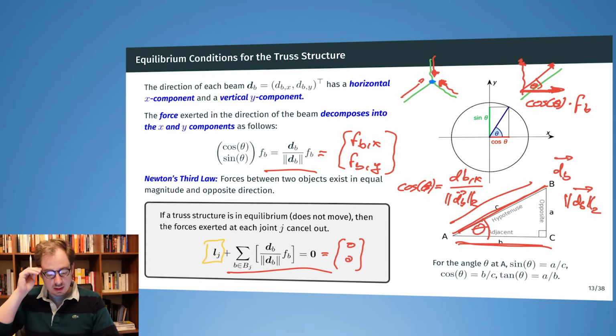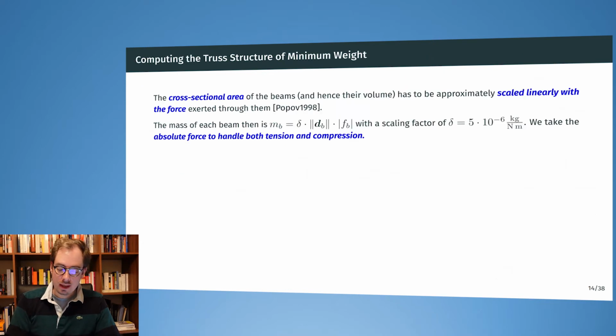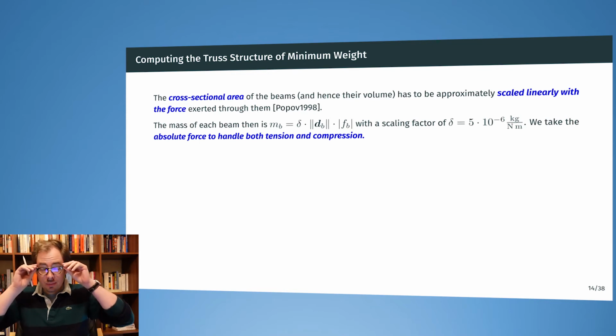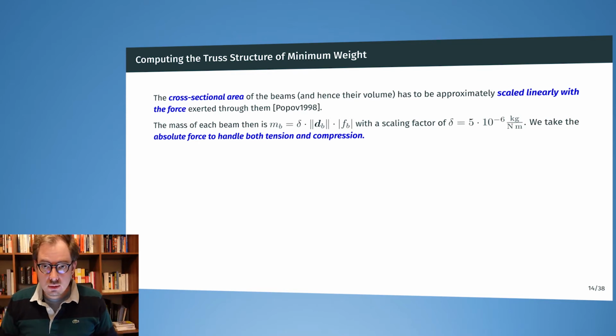So if there's a force acting on one of the joints, we have to add that to the equilibrium condition. Okay. And with this equilibrium condition in place, we can ask ourselves the question, well, what do we then want to optimize? And we want to minimize the weight of the truss so that it still holds a given load.